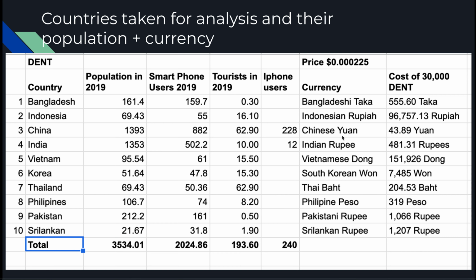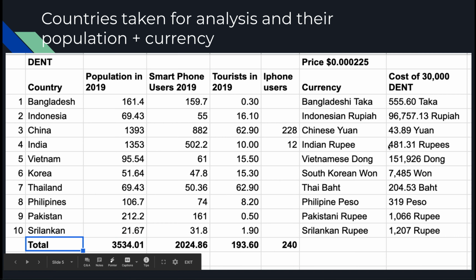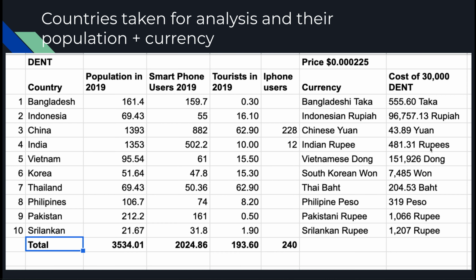And then the different currencies of those potential 10 countries, and what 30,000 DENT tokens would look like in different currencies, basically. So for example in Thailand, the cost of 30,000 DENT tokens will be 205 baht, and in India, it would cost you roughly 500 rupees to buy 30,000 tokens. You might be wondering why I chose that 30,000 number. I will get to that point in a few minutes.